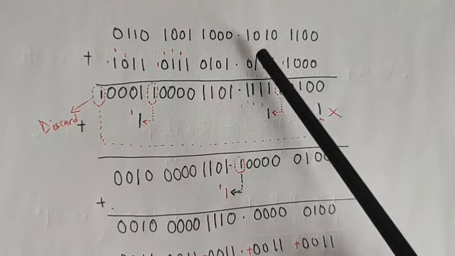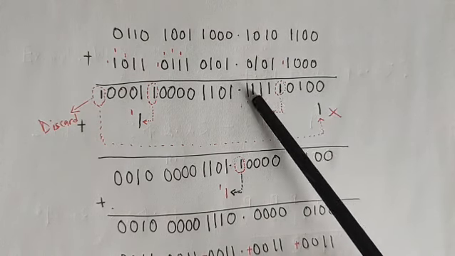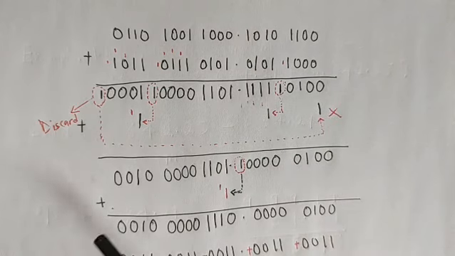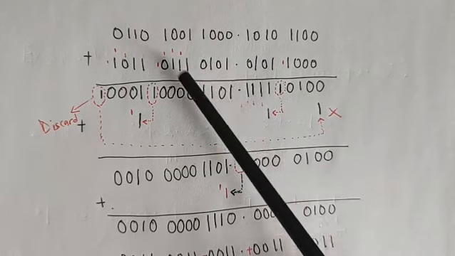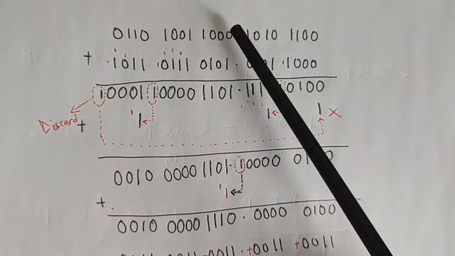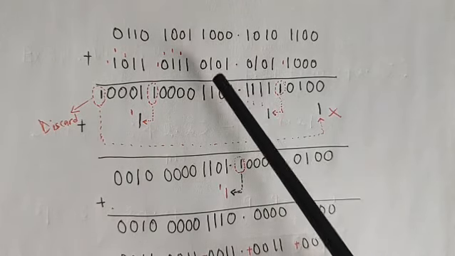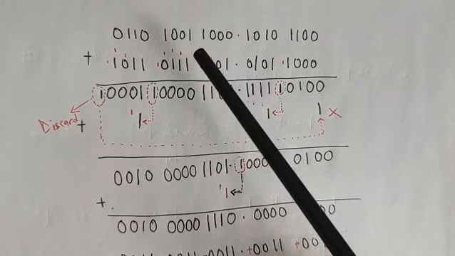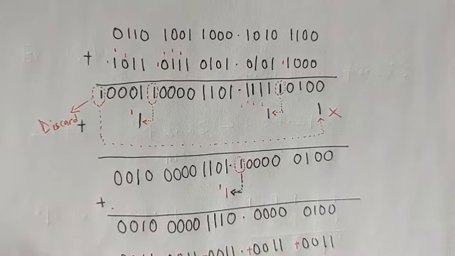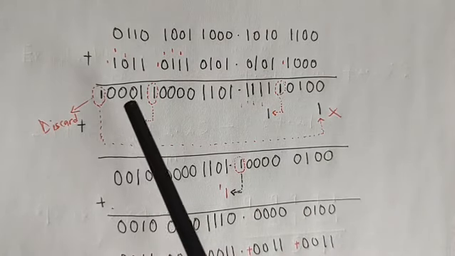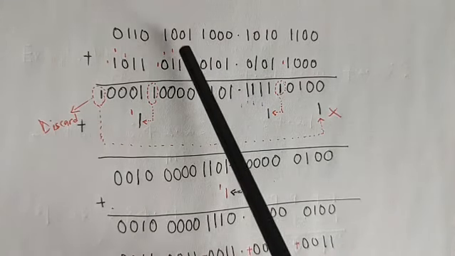0 plus 1, 1. 1 plus 0, 1. 0 plus 1, 1. 1 plus 0, 1. Alright, so no carries generated at this segment. So let's move over to the next segment of bit. 0 plus 1, 1. 0 plus 0, 0. 0 plus 1, 1. 1 plus 0, 1. So no carries generated.